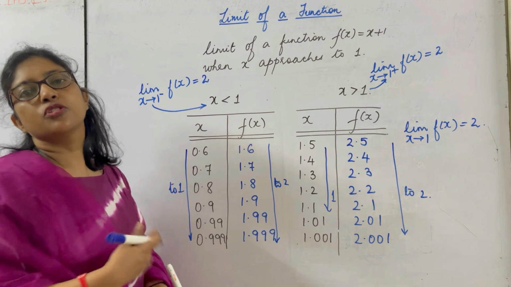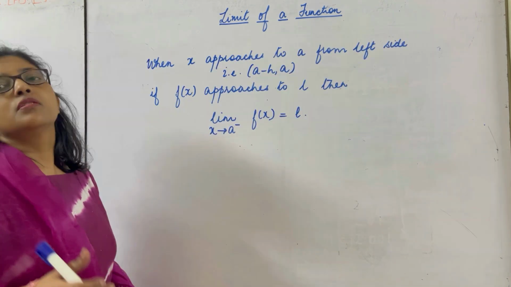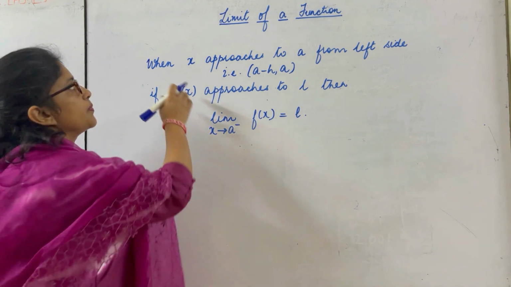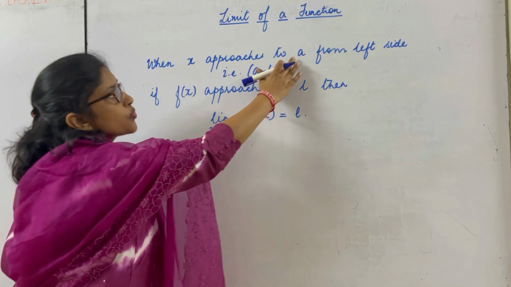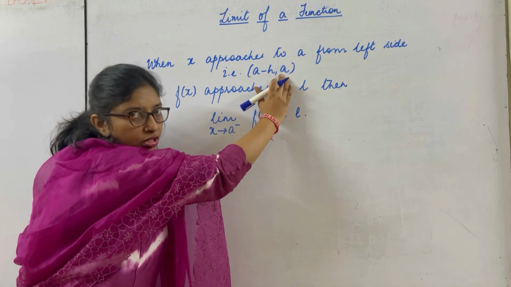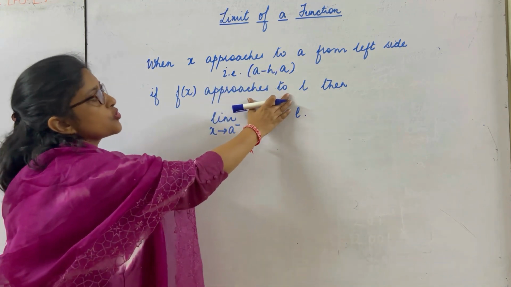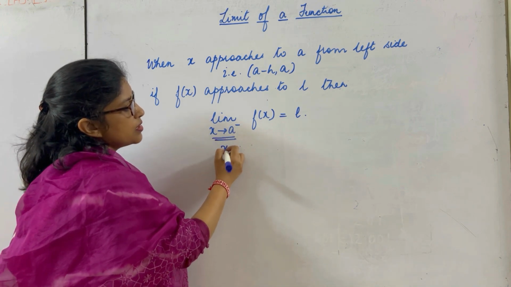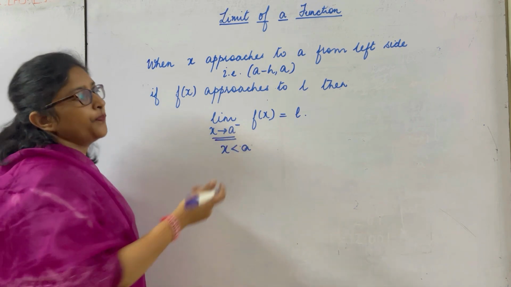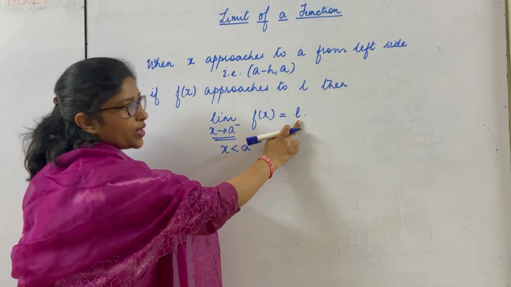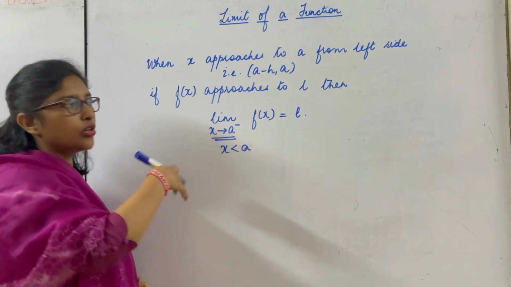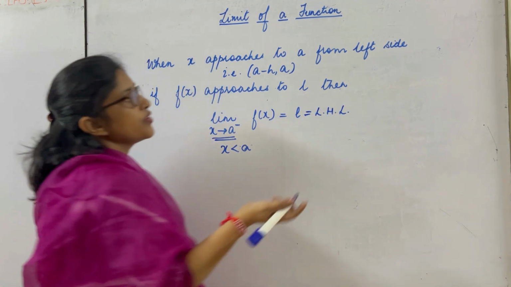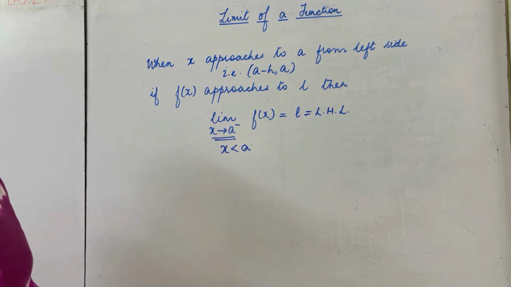Now going to the definition of limit. As we saw, values smaller than a are to be calculated separately. If x approaches a from the left side, that means values smaller than a, and f(x) approaches L, it is said that limit of f(x) when x tends to a minus is L. Because we are taking values smaller than a, it is called the left hand limit.